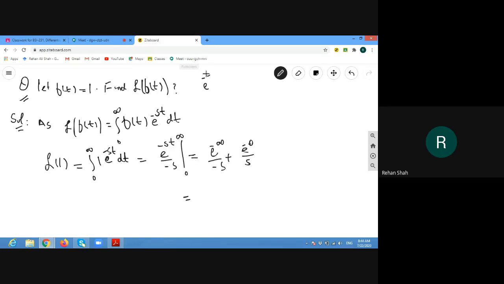E power minus infinity is 1 over e power infinity, and 1 over e power infinity is 1 over infinity, and 1 over infinity tends to 0. So this term will go to 0, and e power 0 will give you 1. So this is 1 over s. So the Laplace transform of 1 is 1 over s. Remember this.